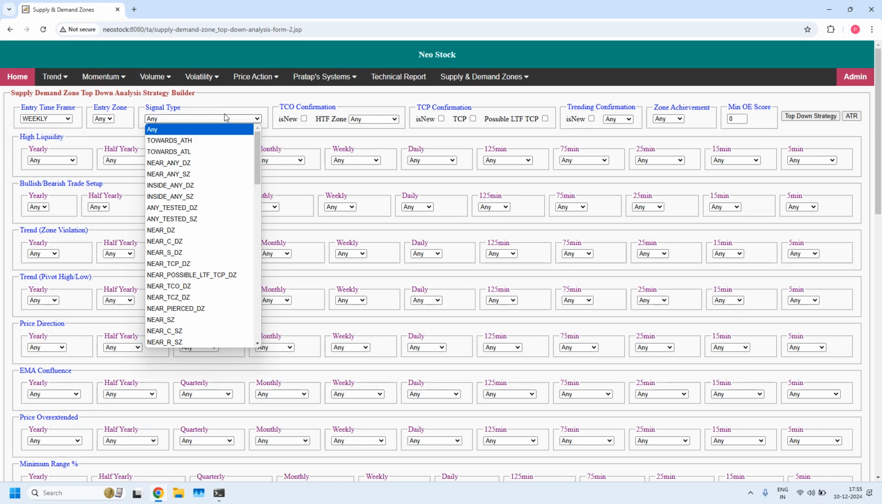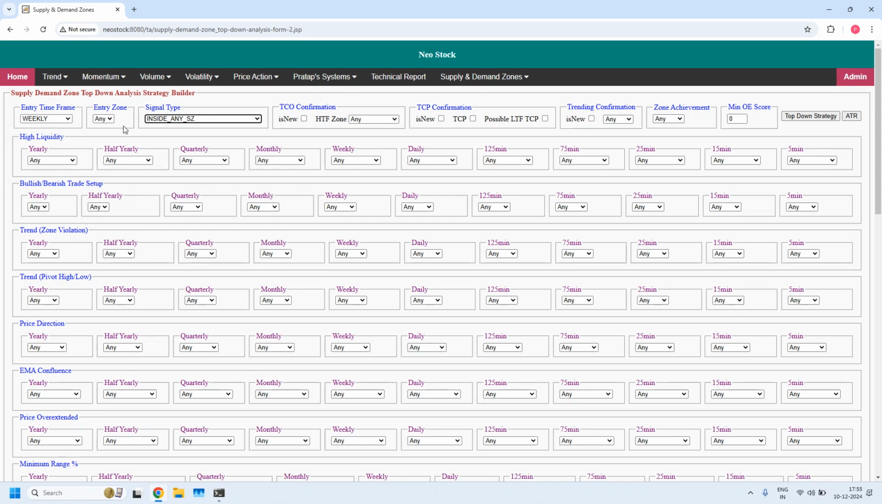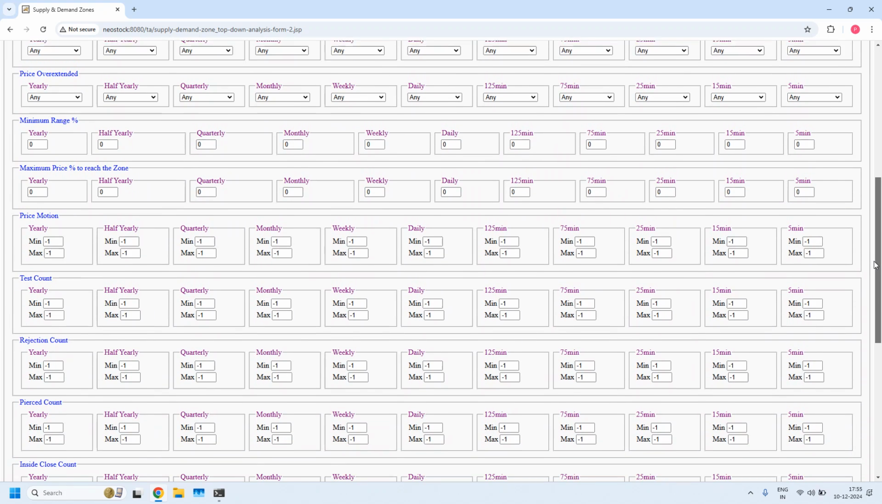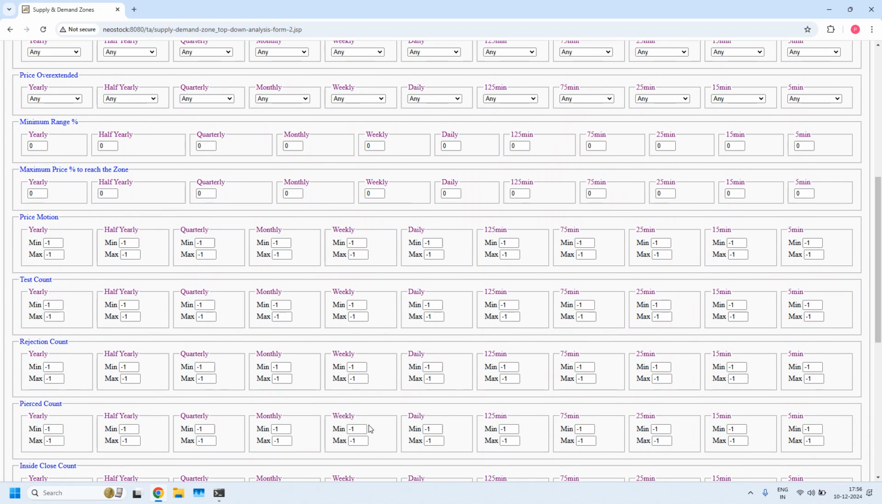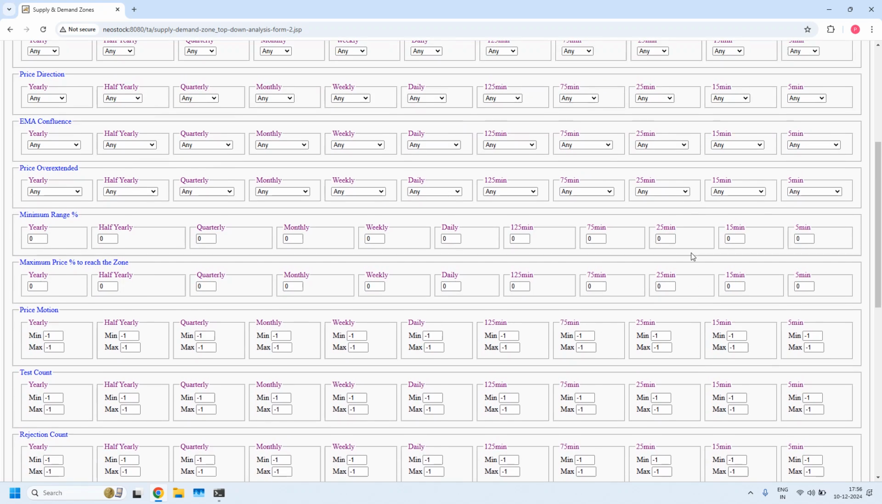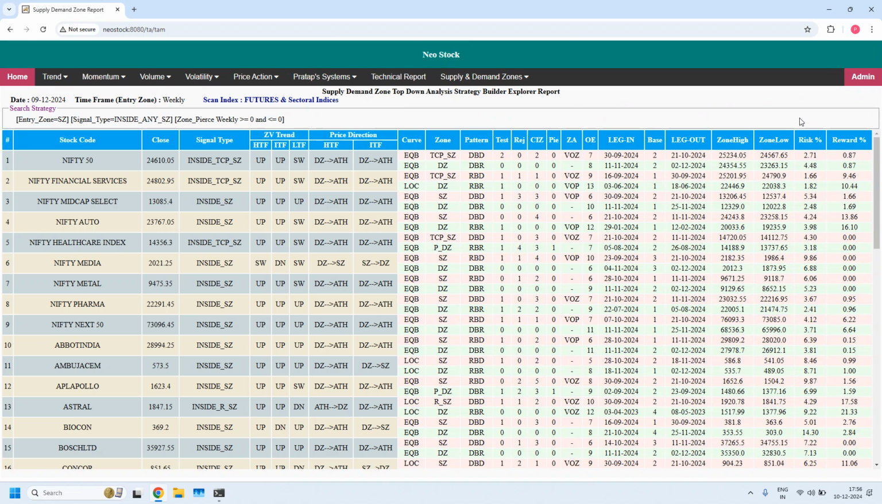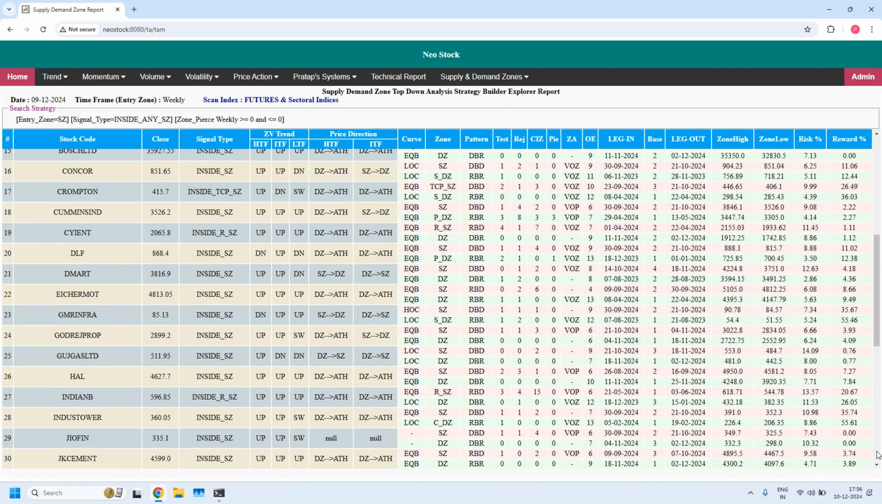Price closed inside weekly supply zone, and these weekly supply zones should not be pierced. So weekly time frame pierced count, I am setting minimum value 0, maximum value 0. With this filter, we got a big list. First 15 stocks. I am scrolling the list down.